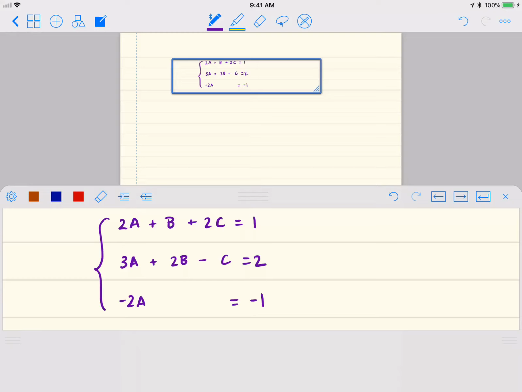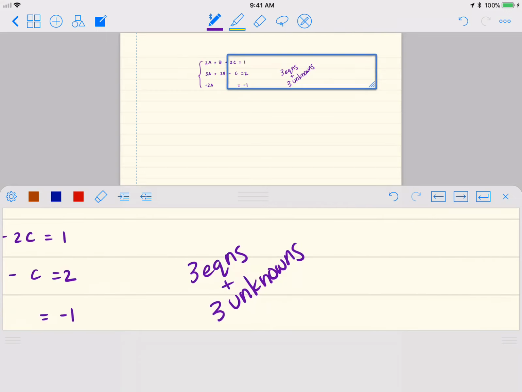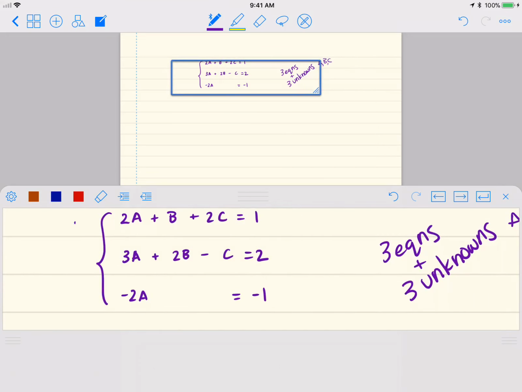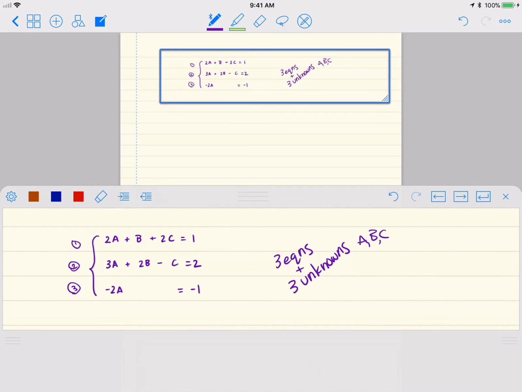So we have a system of equations here. We've got 3 equations and 3 unknowns. So our unknowns are A, B, and C, right? And our equations, we call this equation 1, equation 2, and equation 3. Now, the first and easiest equation to work with is equation 3.